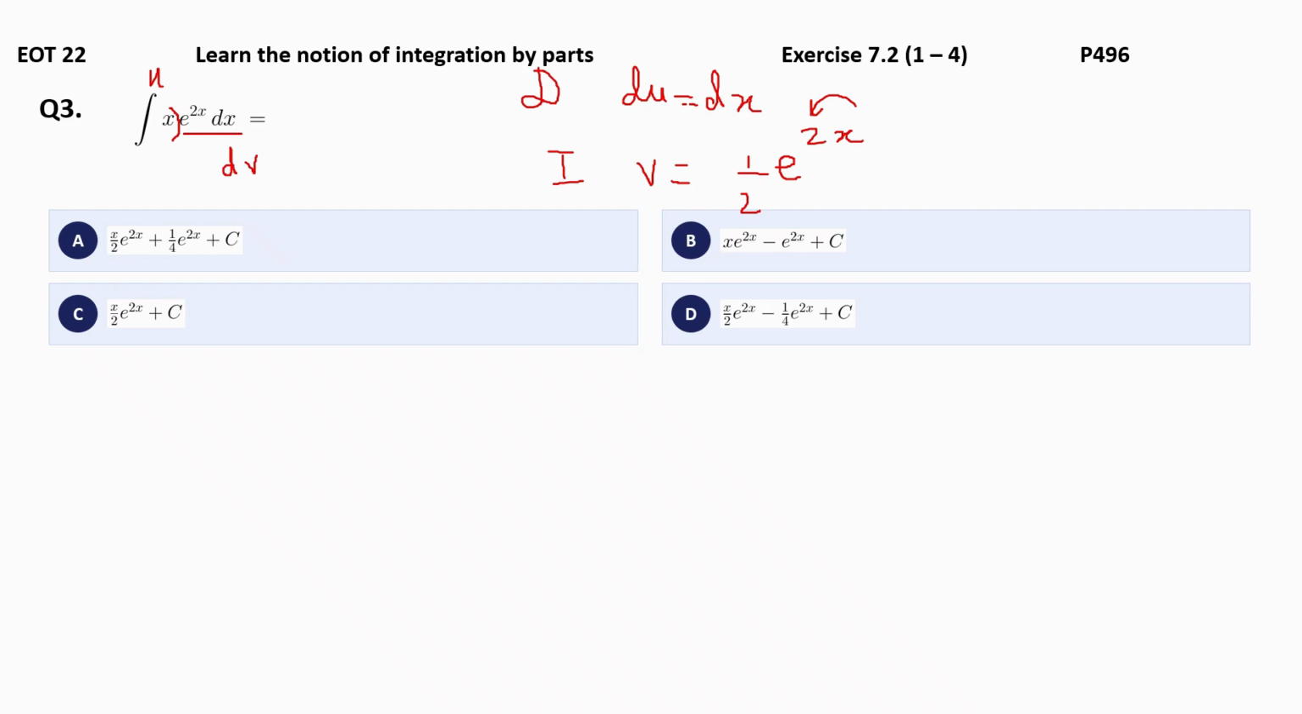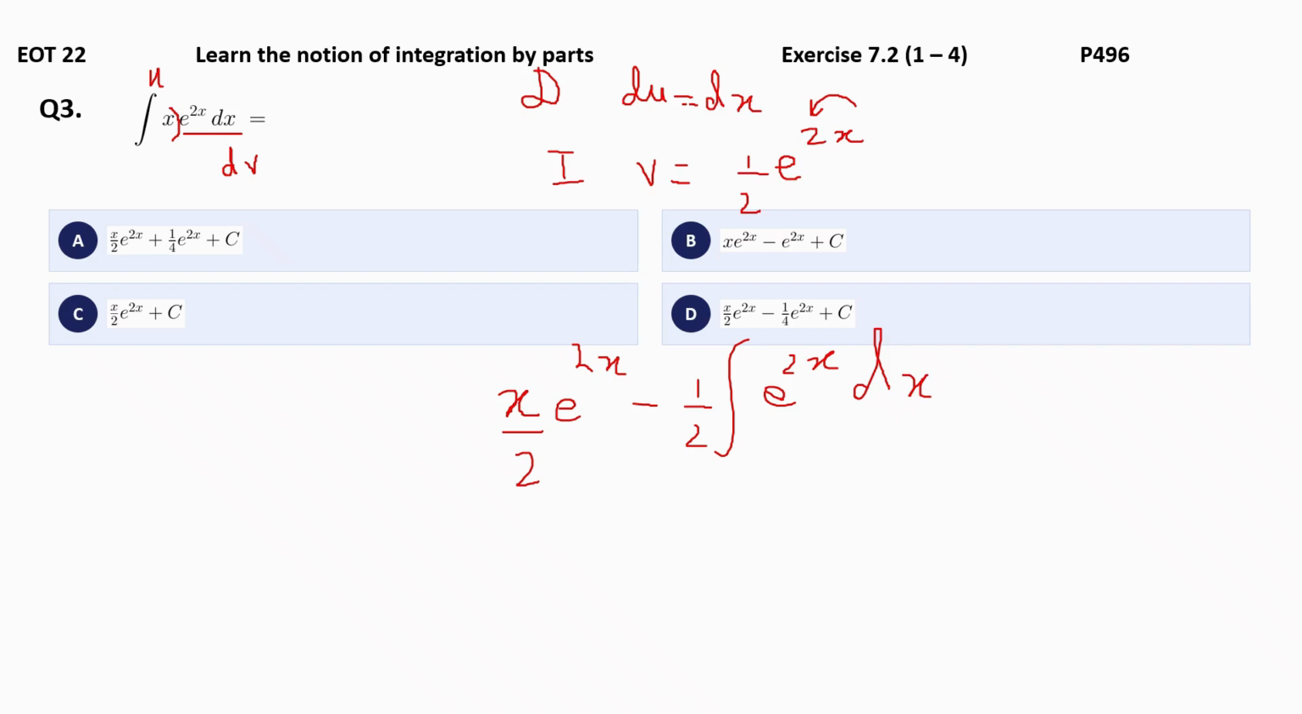Now let's substitute in the formula uv minus integral v du. So you get x for your u, v is 1 over 2 e power 2x, minus integral v du. You have a 1 over 2, I take it out, integral e power 2x, and your du is dx.